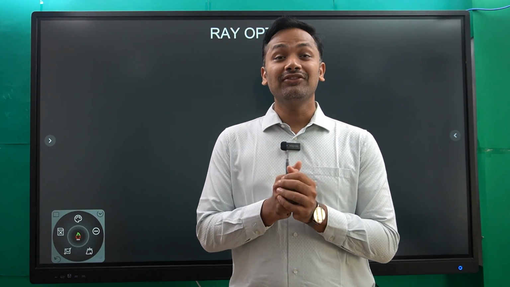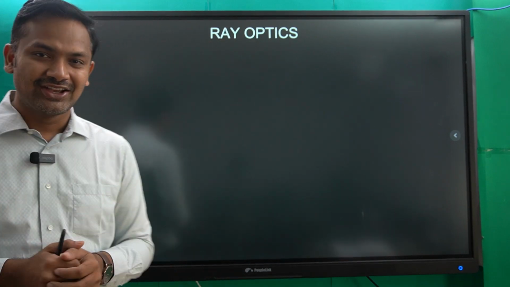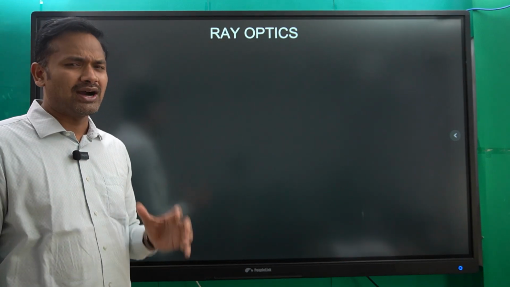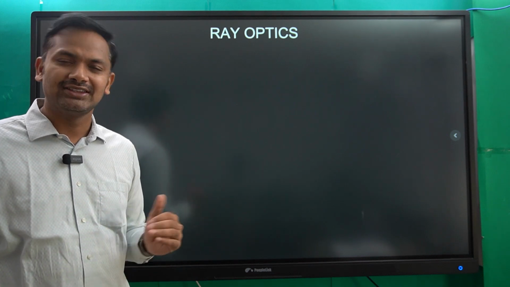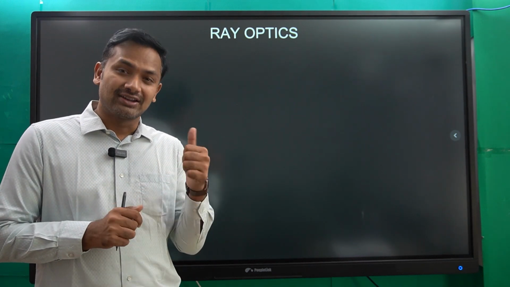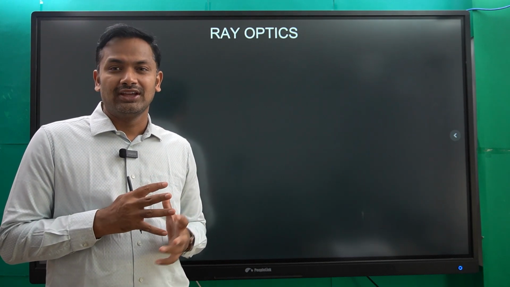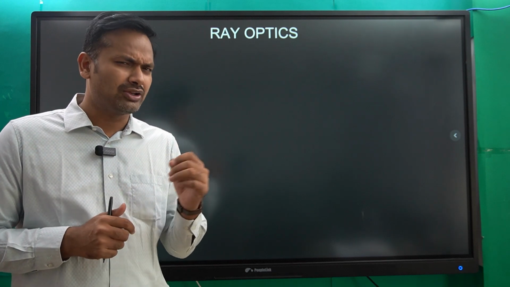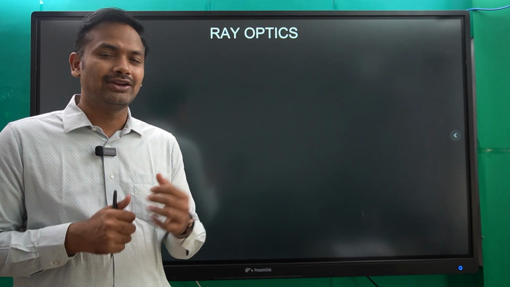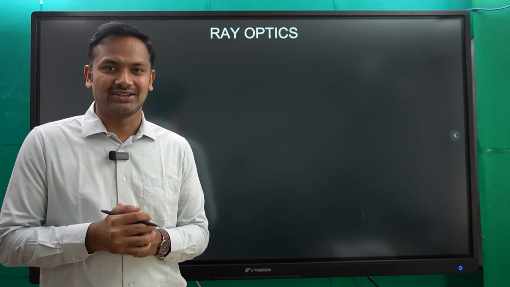Everyone, today we are going to start the new chapter, that is ray optics. In this part we are going to discuss the introduction of ray optics. Then we are going to start reflection and the images formed in front of a plane mirror, how the image is formed for point objects and for extended objects. We are going to discuss this in this part.